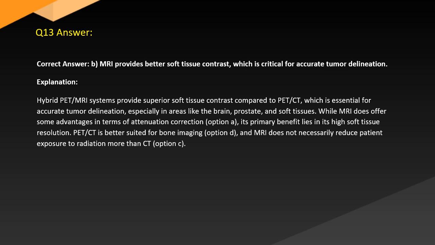While MRI offers some advantages in terms of attenuation correction, option A, its primary benefit lies in its high tissue resolution. PET-CT is better suited for bone imaging, option D. MRI does not necessarily reduce patient exposure to radiation more than CT, option C.